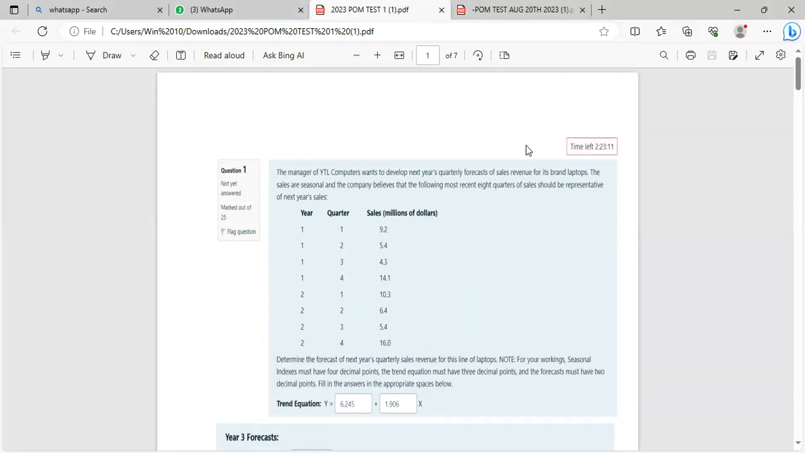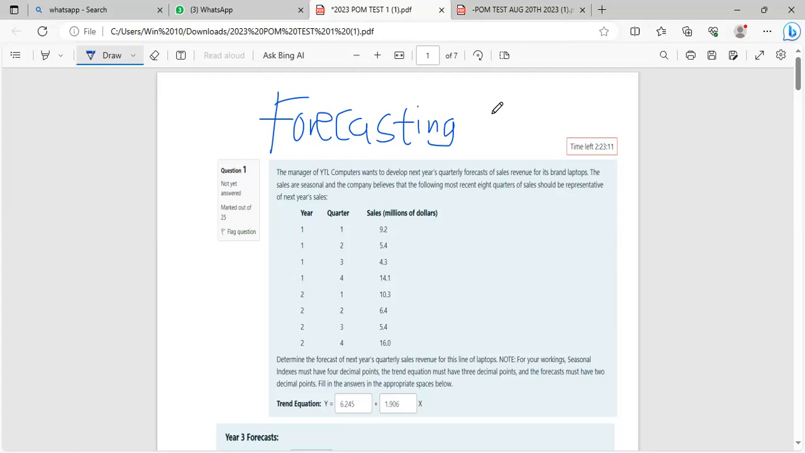Question one was actually on forecasting and forecasting techniques. So under this one, it was on forecasting, and in particular, this forecasting was on regression analysis. I was simply saying it was on regression.